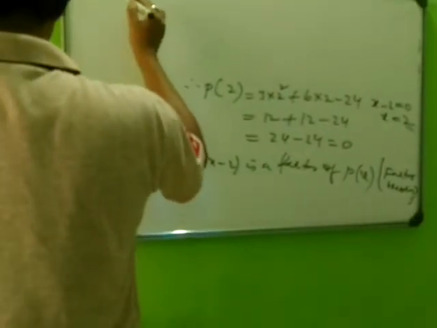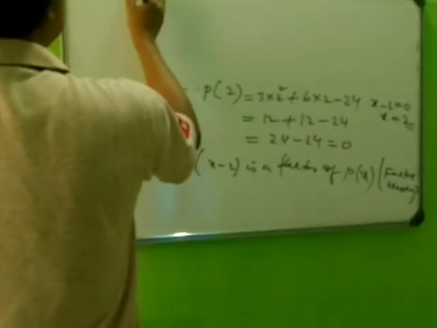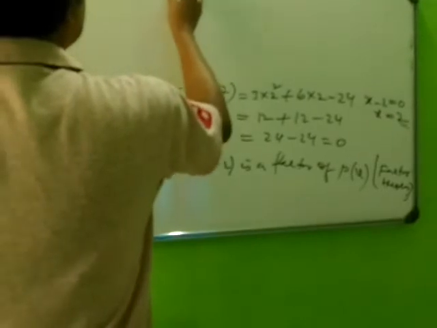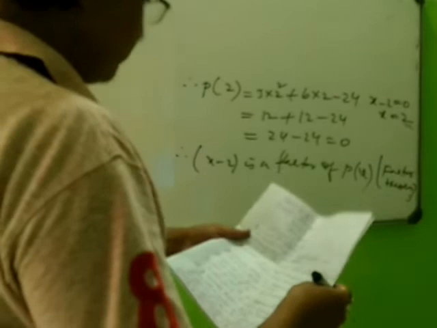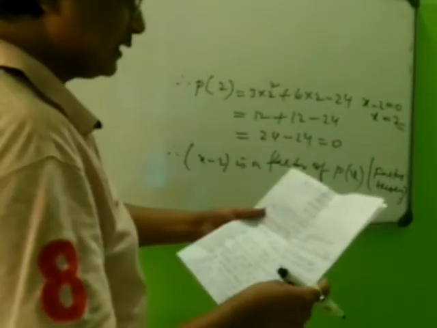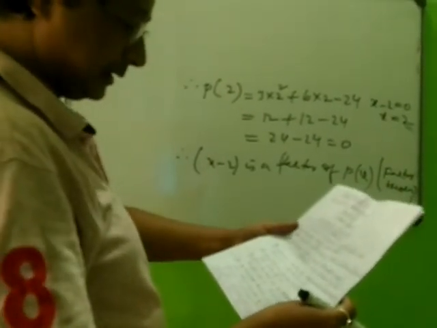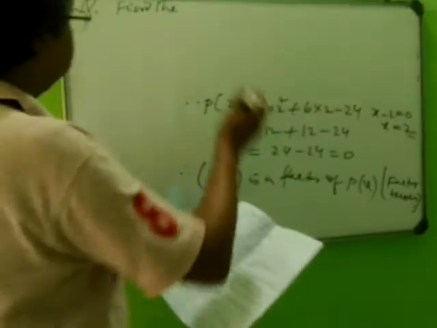One more. Find the remainder. These are all extra questions I give to you. You will get all these things in the PDF file. So find the remainder.